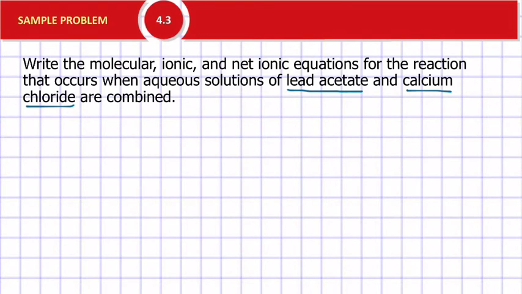This is straight out of the book, and they did that. Does lead need a Roman numeral? It does. I will give it a Roman numeral. We're going to give it 2. Lead 2 acetate. We need to know which lead ion it is. So lead 2, that's Pb 2+.